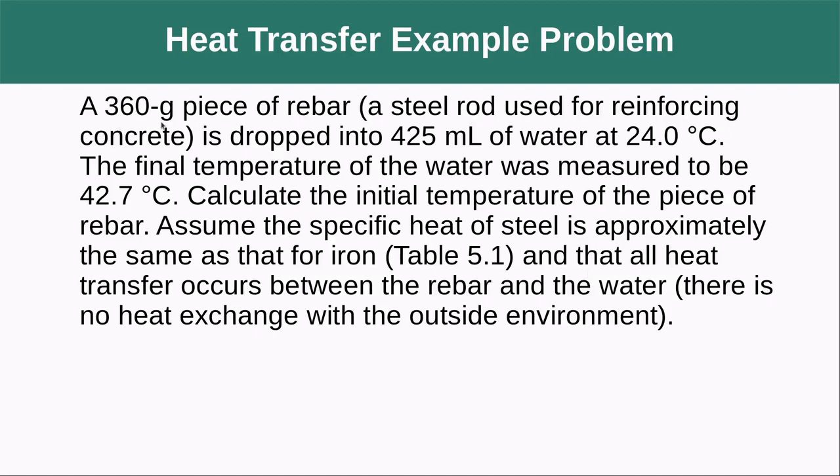Let's see how we can actually put numbers to this and quantify it. So if we have a 360 gram piece of rebar, this is like a steel rod used for reinforcing concrete. You've probably seen these before. And we drop that into 425 milliliters of water that's at 24 degrees C, so roughly room temperature. The final temperature of the water is measured to be 42.7 degrees Celsius. And we want to calculate the initial temperature of the piece of rebar.